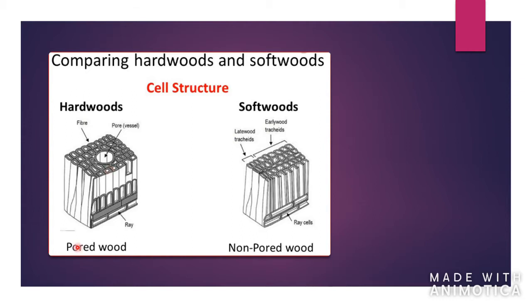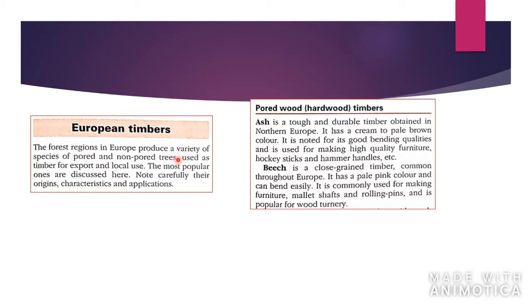And if you see the softwoods, if you see a non-poured wood, it is called a softwood. All right, so let's move on to European timbers. We went through African timbers, and if you remember, the tallest one was the mahogany, which was I think 58, and the second tallest was the Abura.